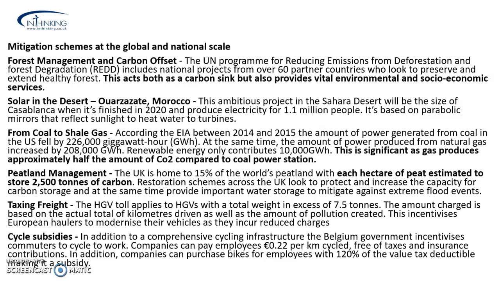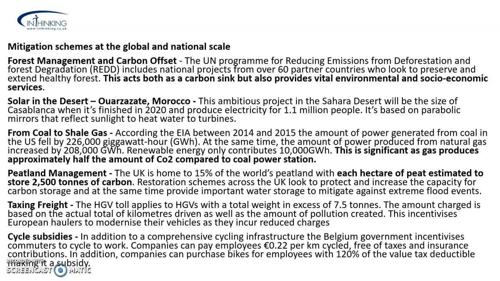And so within each hectare of peat, it's estimated that 2,500 tons of carbon can be stored. So these peatlands have been threatened by agricultural development, draining of the peatlands, which dries them out. And so restoration schemes across the UK have looked to increase the capacity of that carbon storage, try to prevent the kinds of land uses which are threatening them. And that will provide an important sink, but it will also mitigate against extreme flood events.